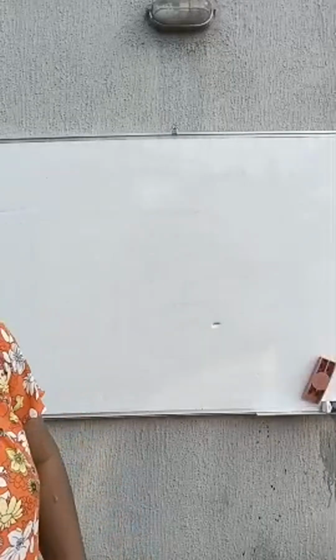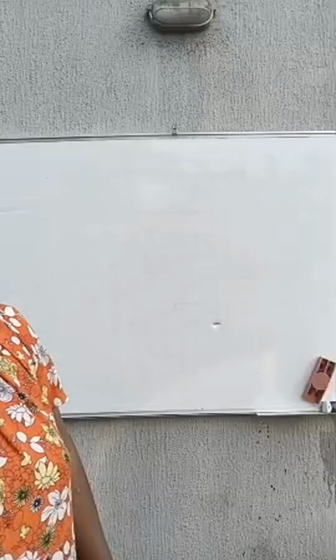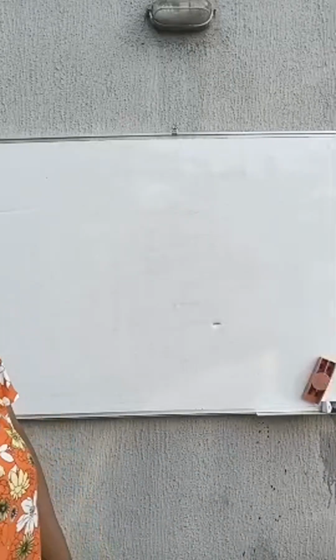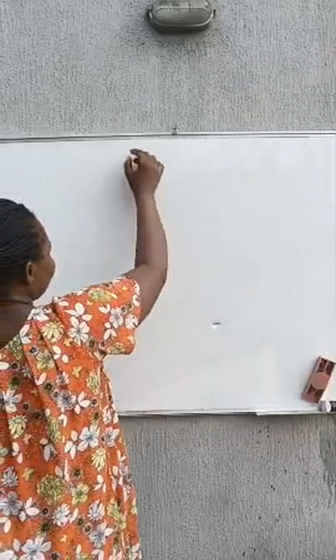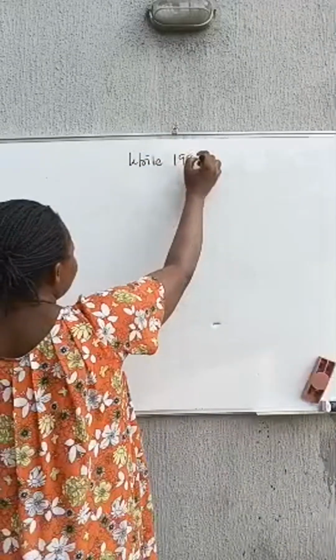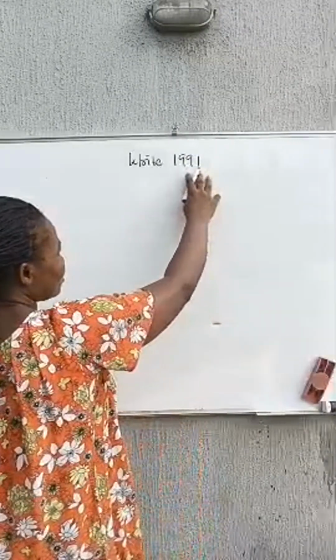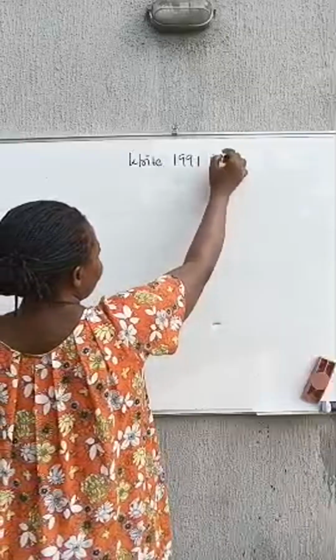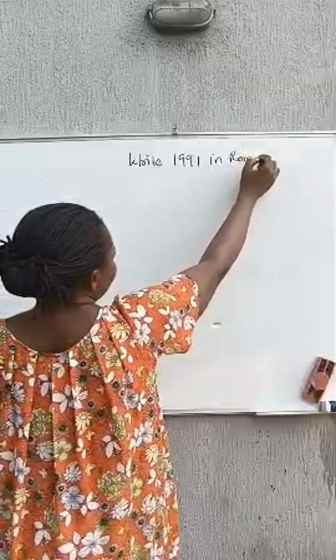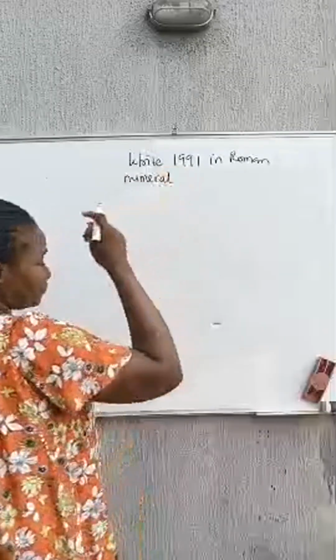So our next question is, write 1,991 in Roman numeral.